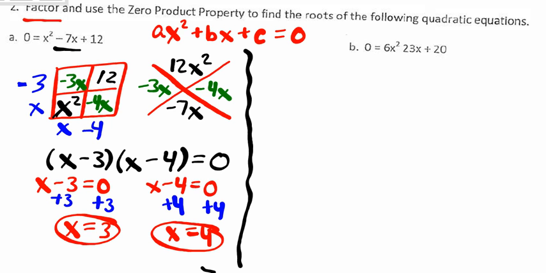Okay, we need to check the next equation. There is a small typo in the next equation, so we need to fix that. It is a minus 23x. Okay, so is it in the correct order? Ax squared plus bx plus c equals 0. It is in the correct order once we fixed the typo. So now we need our diamond and generic rectangle.